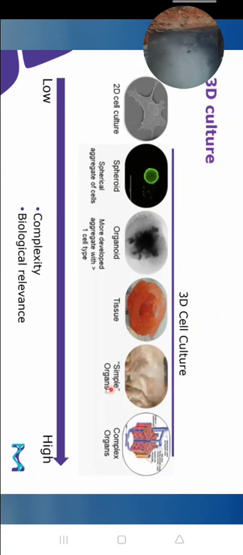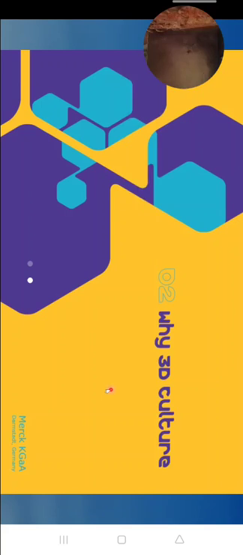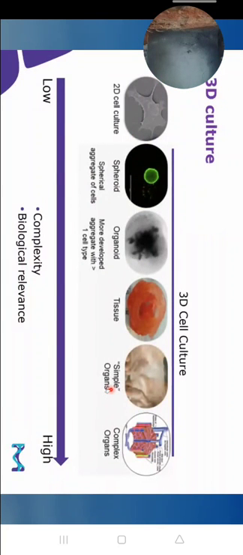Right? I hope all of you are clear with the basic definition of 3D cell culture, right? So I'll just quickly summarize. 3D cell culture is nothing but when you artificially grow the cells in a 3D environment, we call it a 3D cell culture.